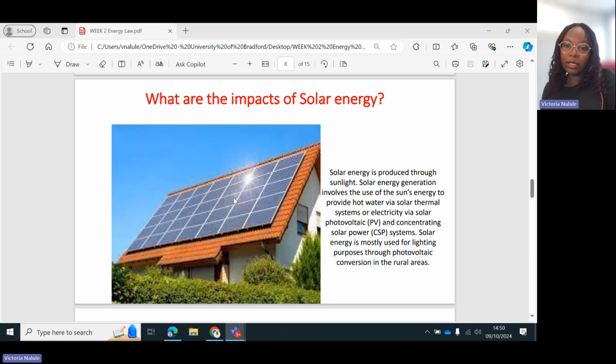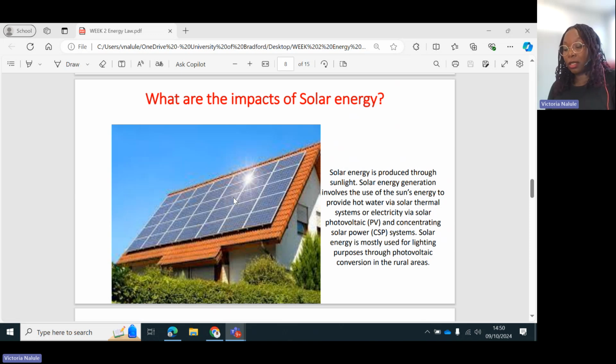Then solar energy. Solar energy is produced through sunlight. So solar energy generation involves the use of the sun's energy to provide hot water via solar thermal systems or electricity via solar photovoltaic, that is PV, and concentrating solar power, that is CSP systems. Solar energy is mostly used for lighting purposes through photovoltaic conversion in the rural areas.